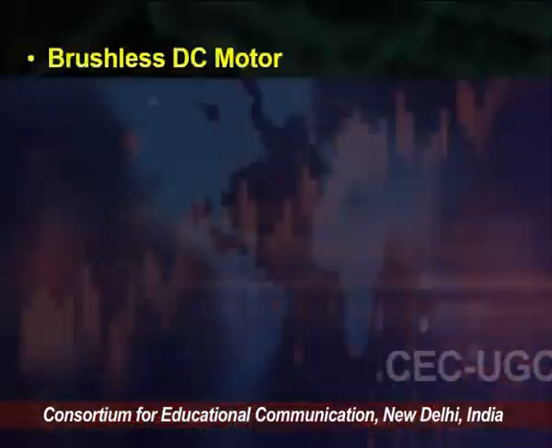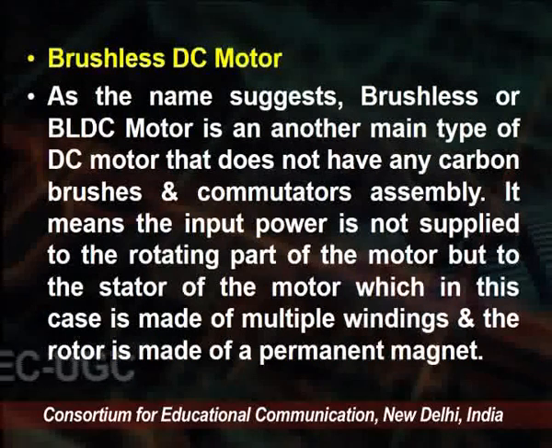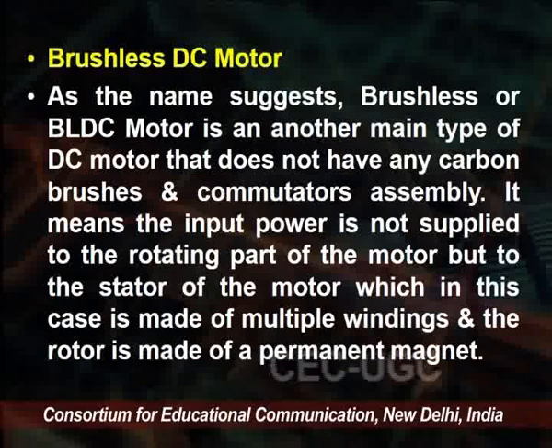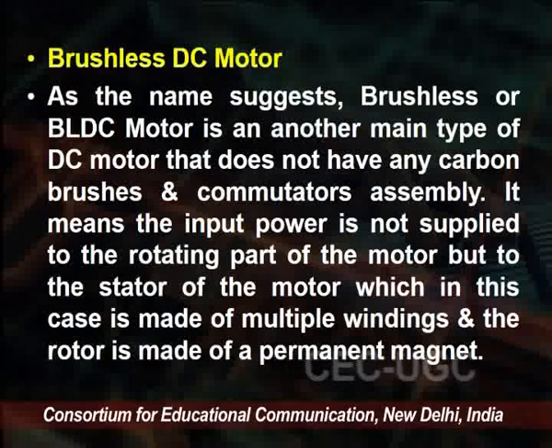So that was the brushed type of DC motor. Now we will discuss the brushless DC motor. This brushless DC motor is also known as the BLDC motor, and is another main type of DC motor that does not have any carbon brushes or commutators. Now the commutator assembly.